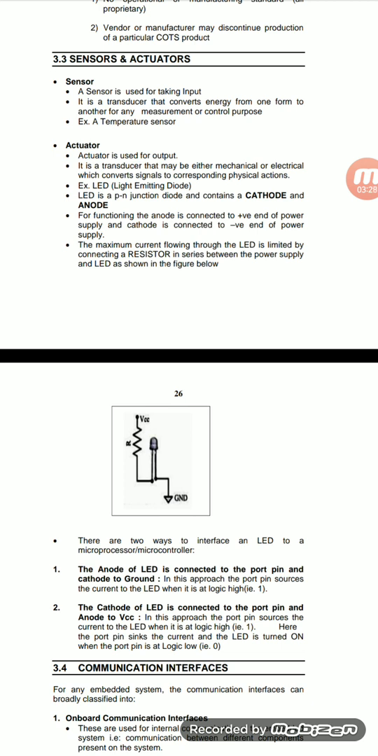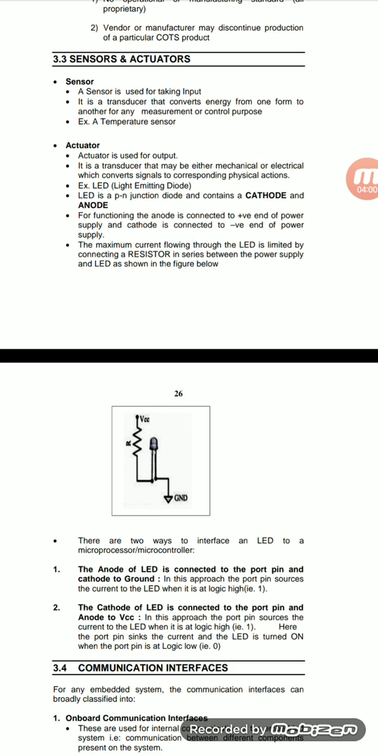An LED is a PN junction diode with a cathode and an anode. The anode is the positive terminal and the cathode is the negative terminal. The maximum current flow through the LED is limited by connecting a resistor in series between the power supply and the LED, as shown in the figure below.